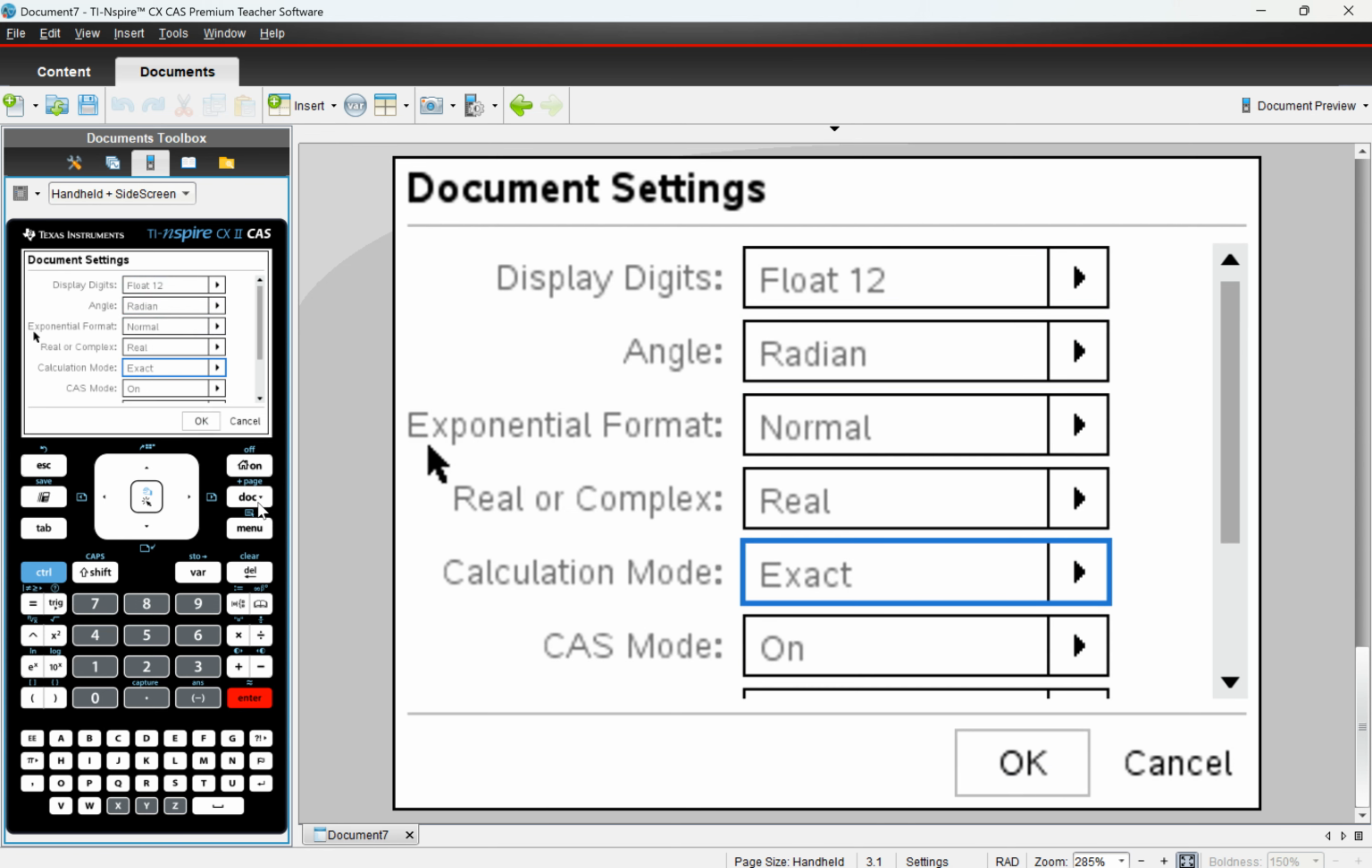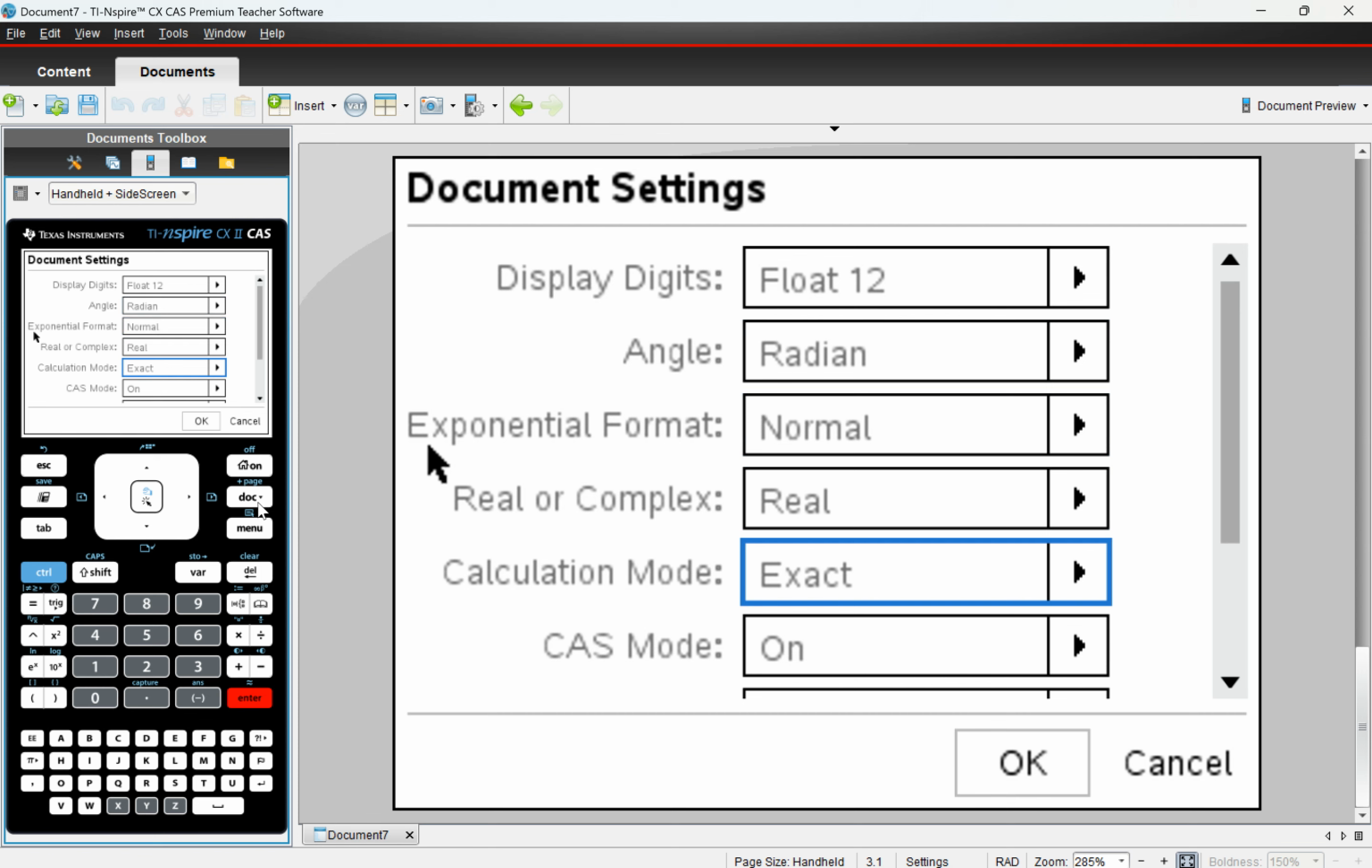And then the next one, check your calculation mode. If you're doing methods, then your angle should be in radians. But if you're unsure what you're doing, then just leave it as degrees, right? Because we haven't done circular functions yet. But radians is another setting to double check. You can keep it on auto.